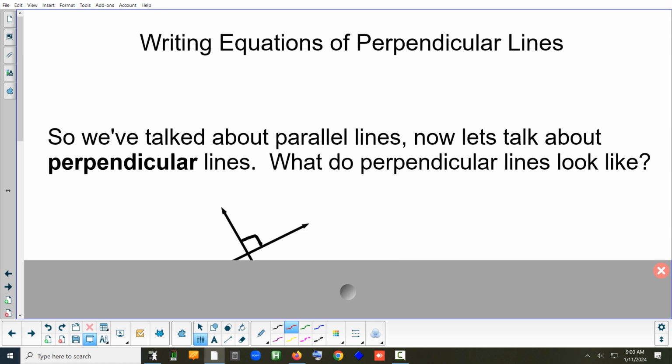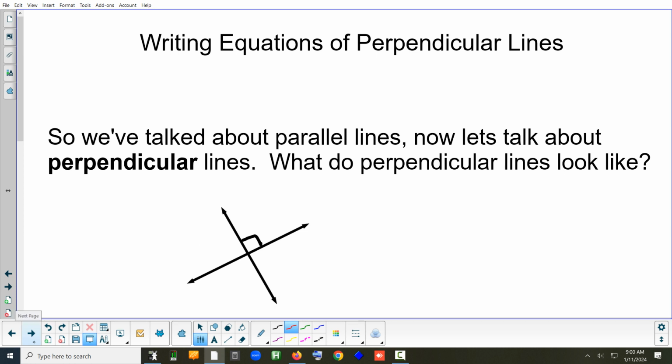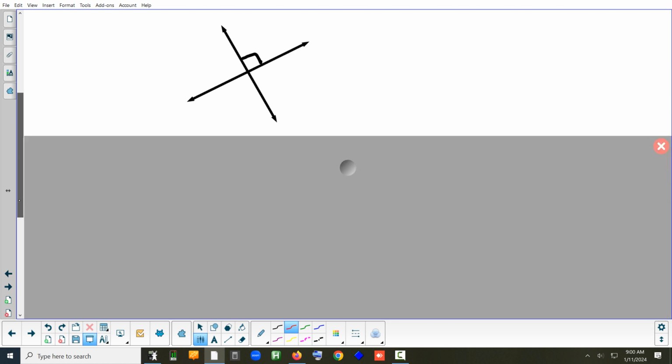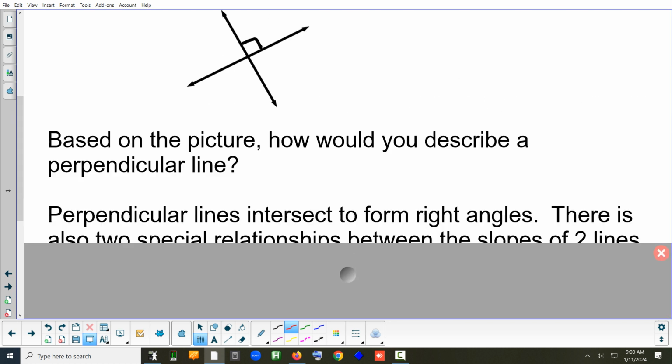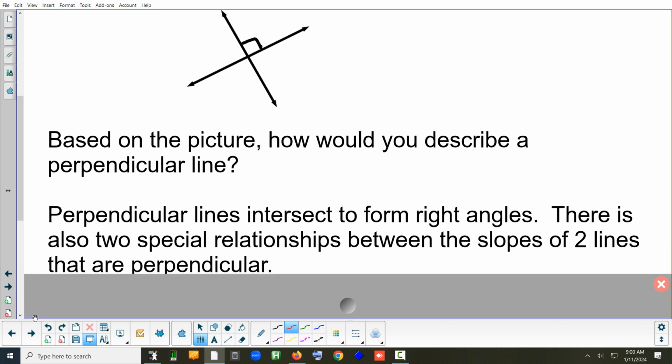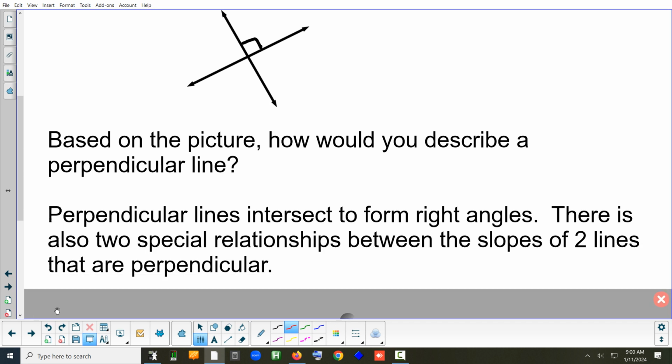So we've talked about parallel lines, perpendicular lines. I already showed you guys a picture. If you want to draw a picture of perpendicular lines, you could, kind of off to the side, maybe next to the 1 or 2. But they look exactly like we showed right there. You don't have to write that down. So perpendicular lines, they cross and they form a 90-degree angle. That's also called a right angle.